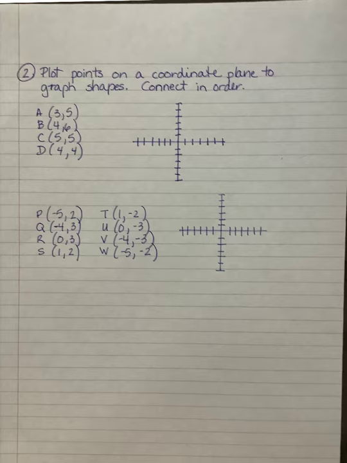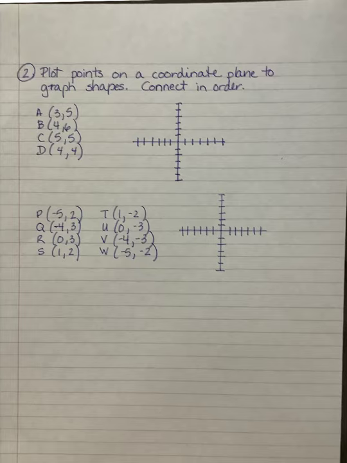Okay, in box number 2, you're going to write this information down, and you'll need to pause the video so that you can write this down. So you're going to say, plot points on a coordinate plane to graph shapes and connect in order. So basically what we're going to do is graph some points, and we're going to connect them in order, and we will get some polygons or some shapes on our coordinate plane.